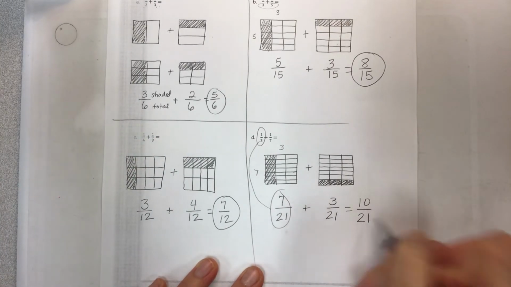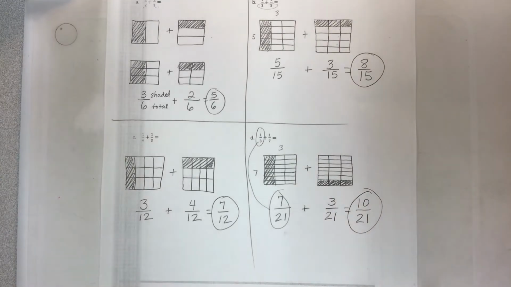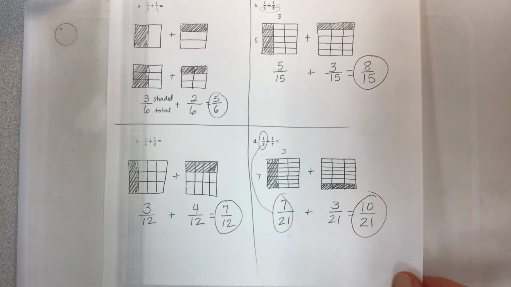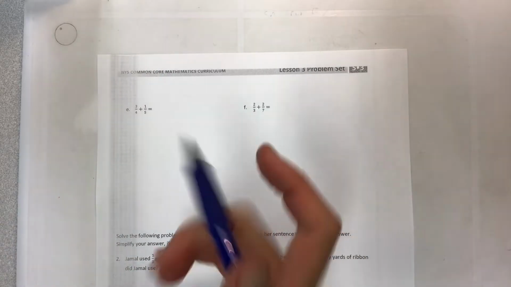But go ahead and add those together. You get 10/21sts. Bravo. There's your answer. Okay, there are a couple more on the next page, so turn the page. It's just making those area models.